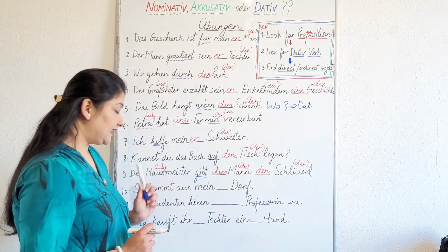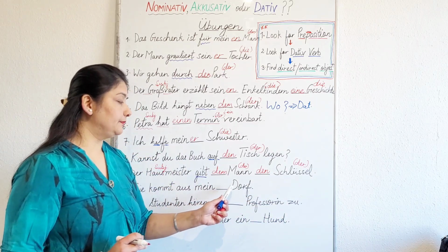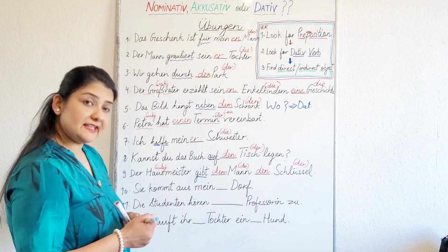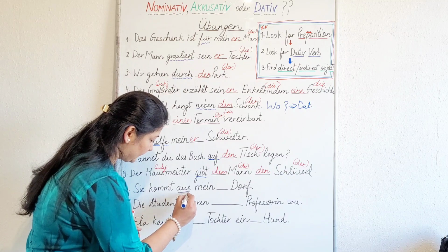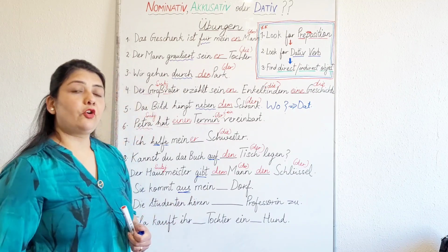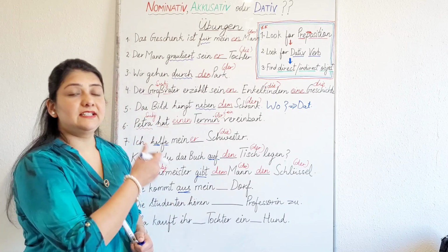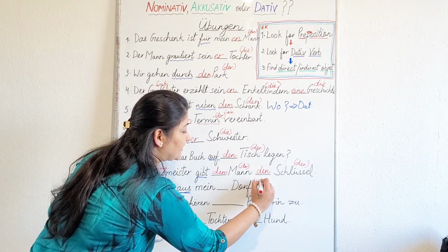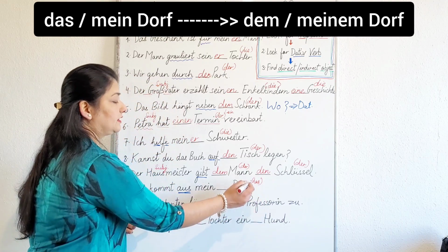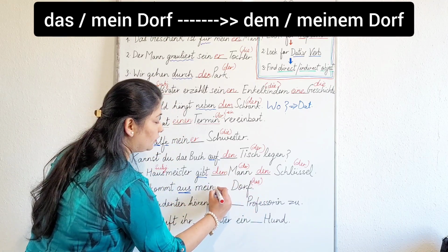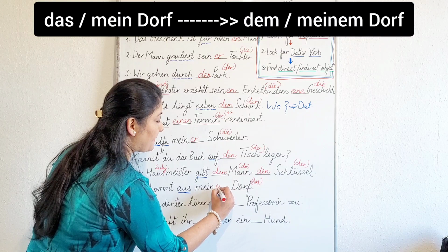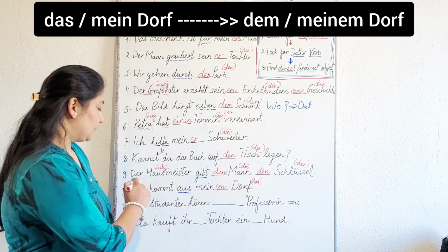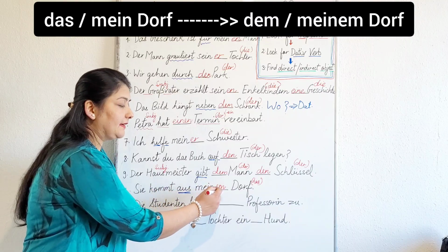Ja? Sie kommt aus meinem Dorf. Is there any preposition? Yes, we have a preposition. That is aus. And what kind of preposition is it? It is a dative preposition. Dorf hat den Artikel das, und das wird im Dativ zu dem, und deshalb hier meinem Dorf. So, sie kommt aus meinem Dorf.